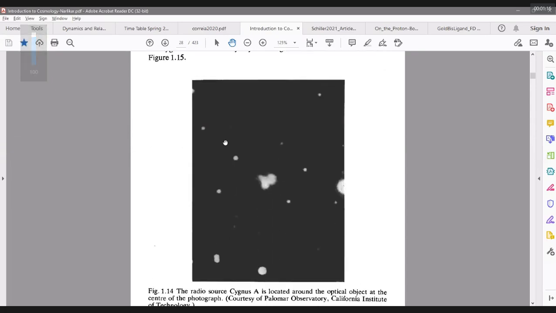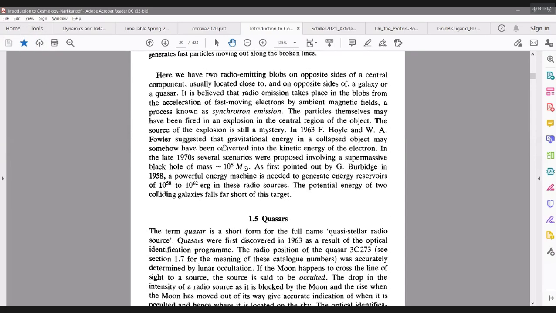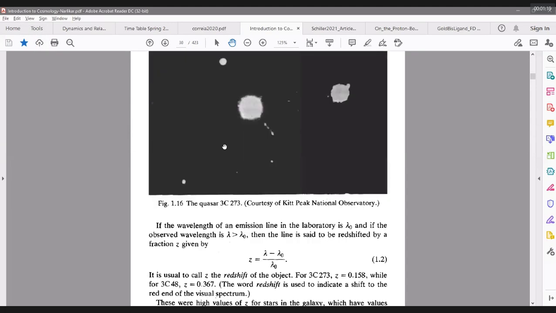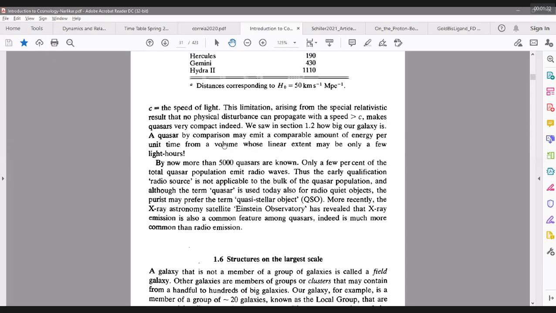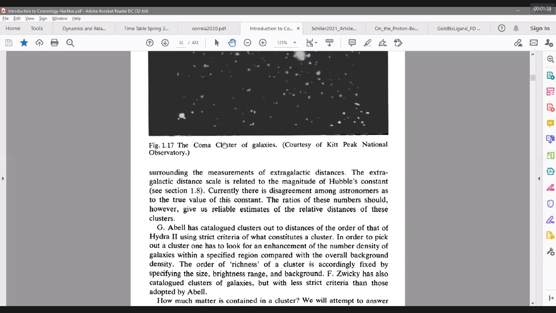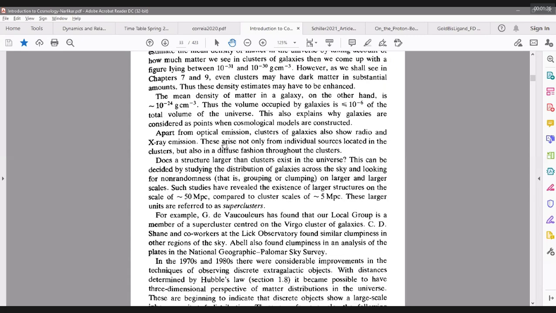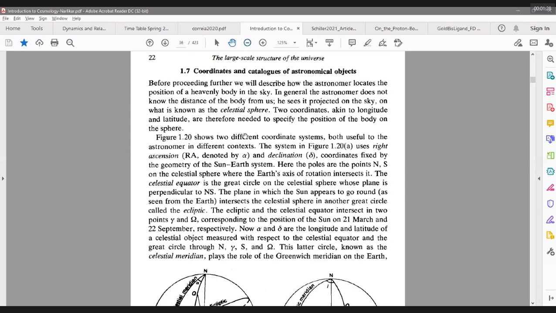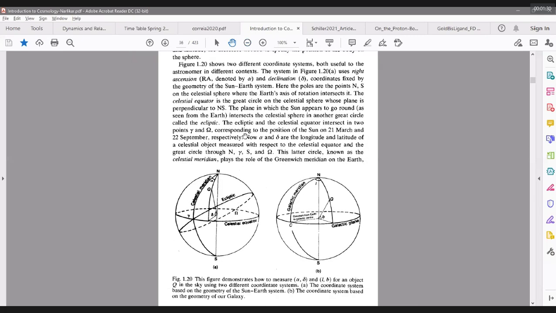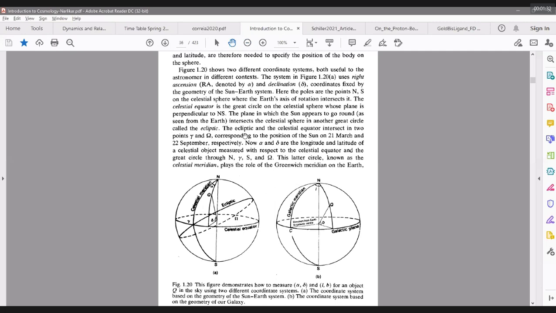That means we move on to coordinates and catalogues. So let's look at the coordinate systems.